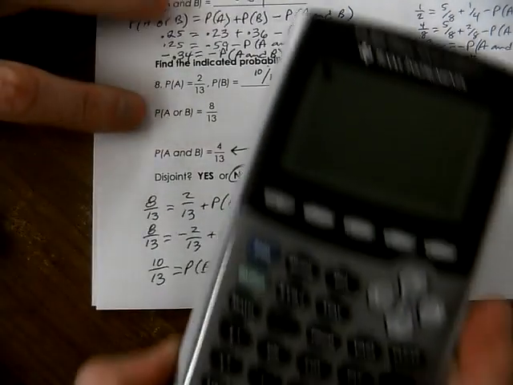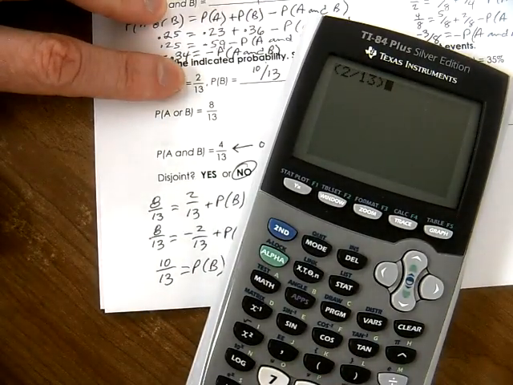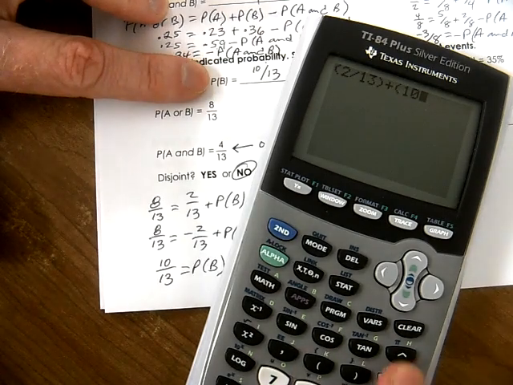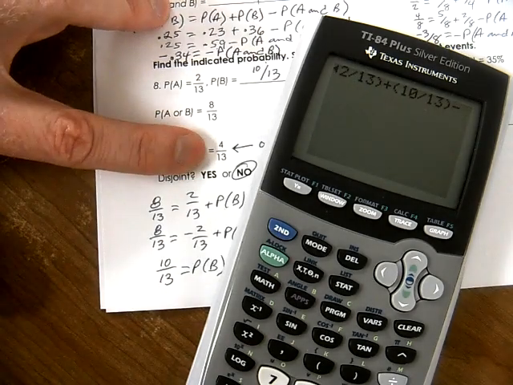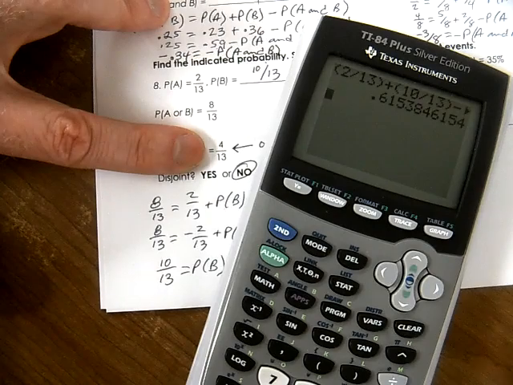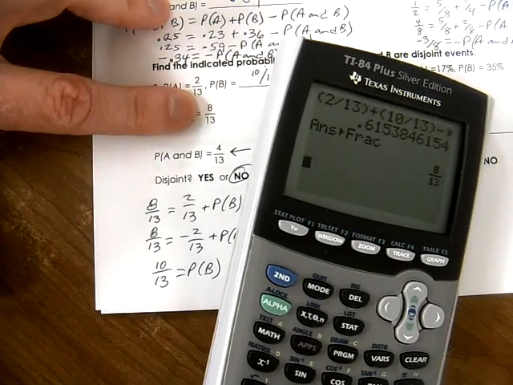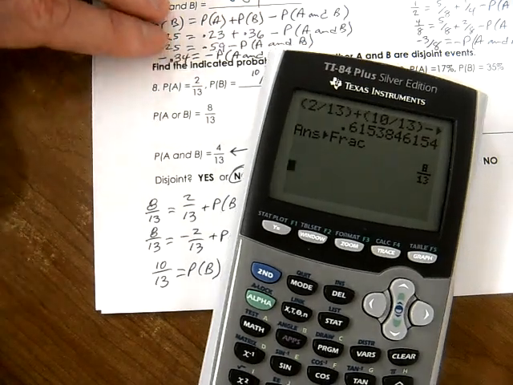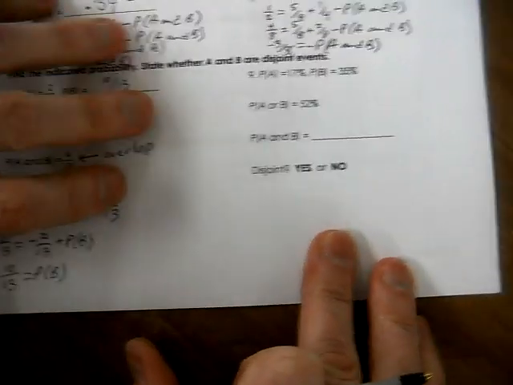We should be able to test this theory. Call it 2/13 plus 10/13 minus 4/13. And I'm expecting this to give us a crazy decimal, which is 8/13. And that was our OR. Perfect. So different ways that you can work on the problem.